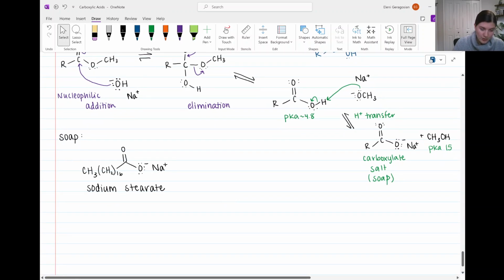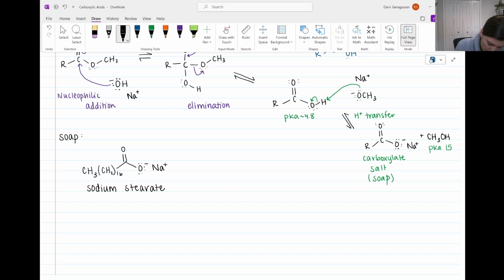If we actually draw it out, we'll do the skeletal structure for this. We have 18 carbons total in the molecule. So here's 2, 3, 4, 5. There we go. There's 18 carbons. On our last carbon, we have that functional group.